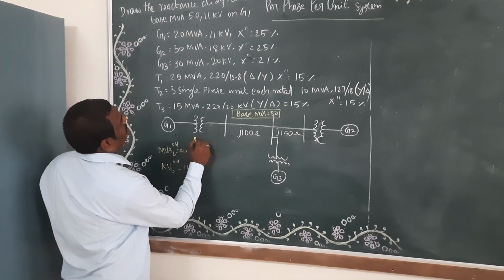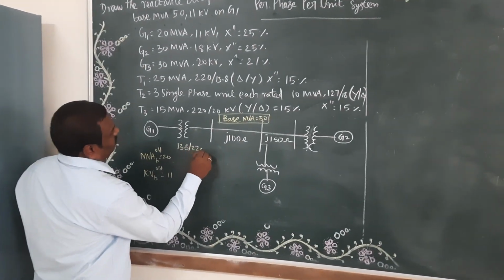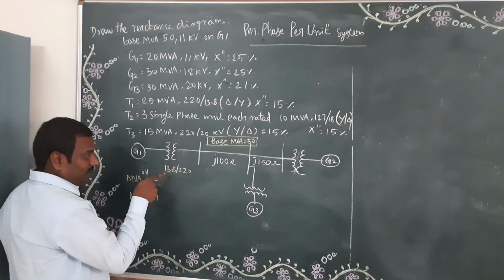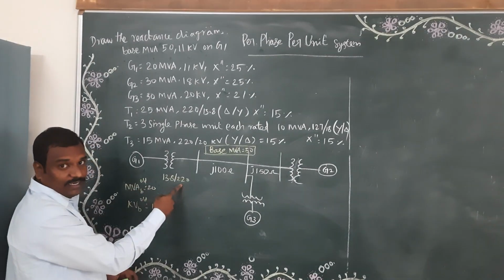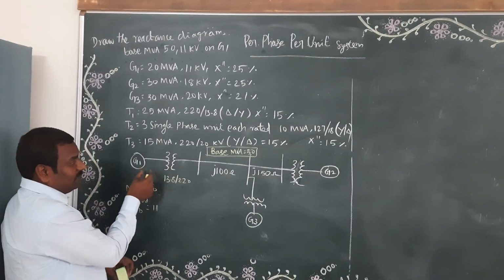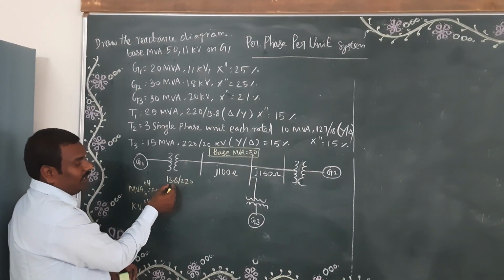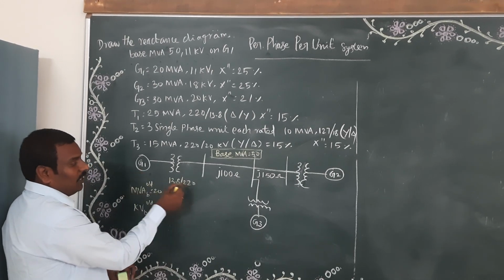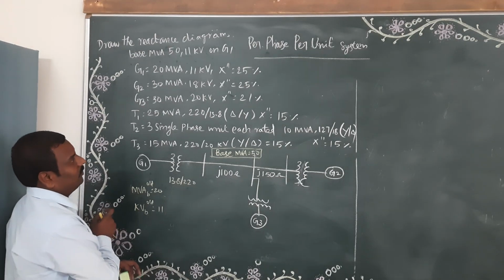For transformer 1, it is 13.8 by 220. Since they are given 220 by 13.8, you should not directly take 220 on the left hand side and 13.8 on the right hand side, because the generator is connected at the primary winding. So the generator has the lower value of 13.8 kV. So 13.8 kV should be written on the left hand side, that is the generator side. 220 kV should be written on the transmission line side. Okay.